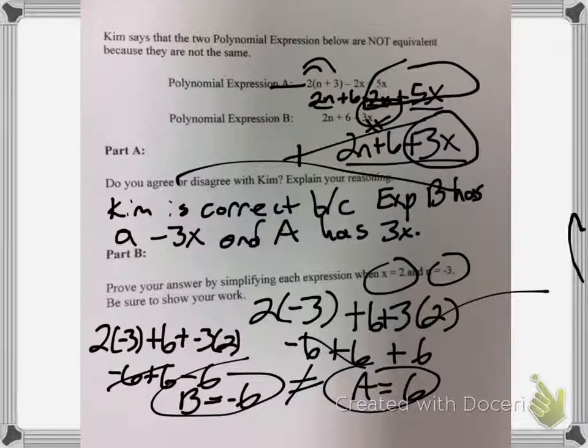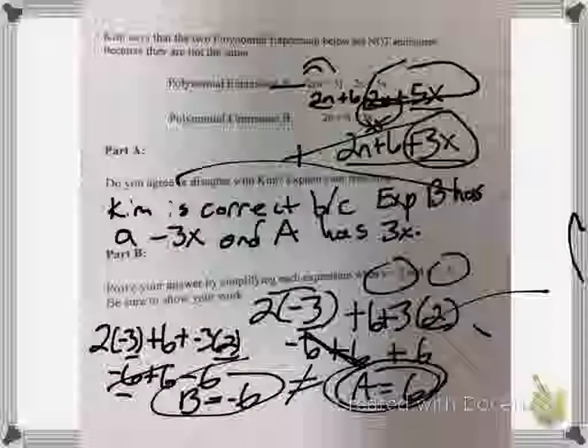Prove your answer by simplifying each expression. x equals 2 and n equals negative 3. So what I'm going to do is plug them in for both. So expression A, I plugged in negative 3 for n, and I plugged in 2 for x. Multiply them, these two cancel out, because 2 times negative 3 is negative 6, plus 6, cross them out, 3 times 2 is 6. B, I do negative 3 and 2 for x and n, that's negative 6 again, that crosses out, I get negative 3 times 2 is negative 6. Negative 6 is not equal to 6.